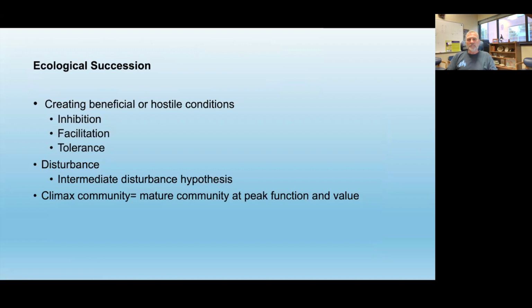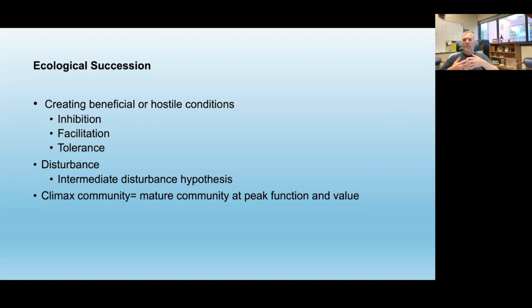Okay, so this all relates to ecological succession, right? Which again, you would have studied in your biology classes. And this is about creating beneficial or hostile conditions, right? So you have inhibition between different plants, you have facilitation, sometimes you have tolerance. We've talked about that already in those other interrelationships. And you really see this come into play where you have disturbances, whether that is a primary or secondary disturbance.